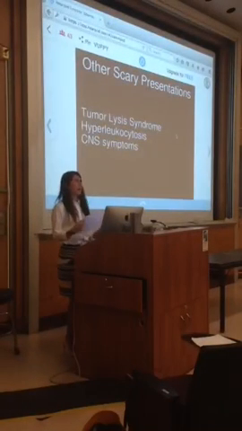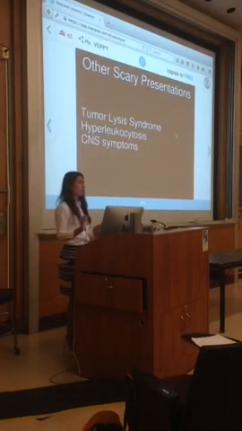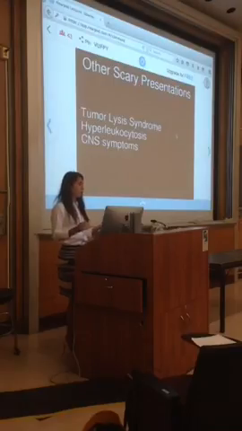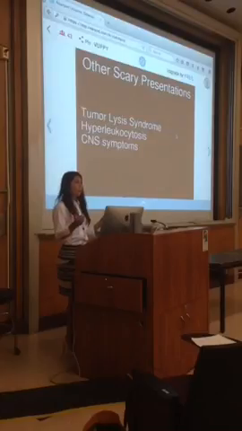Other ways they can present scarily, I'm not going to talk about it too much because I think Carla's talking about it later. It's tumor lysis syndrome, just briefly. Someone said people with hyperphosphatemia, hyperkalemia, and high uric acid. You're going to treat this with fluids, and I think Carla will go into a little bit more.